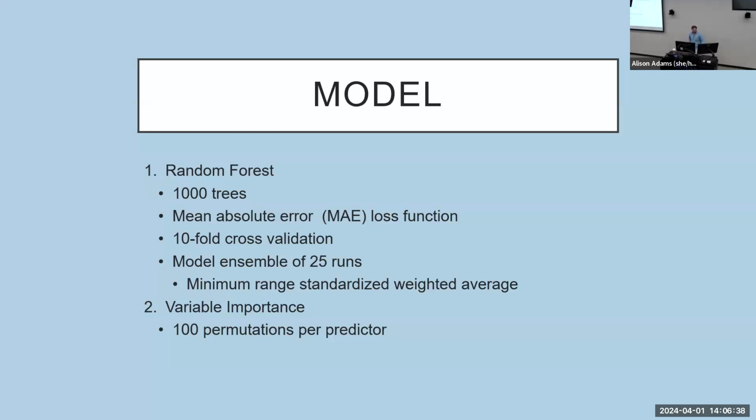So the overall model I chose to link the salinity and these physical drivers was a random forest model. Here you can see all the information on it. The main things to point out are that I did use a model ensemble of 25 runs to account for the impact of starting conditions, and used a minimum range standardized weighted average to create the ensemble. Essentially, this chooses models that explain the data well and gives them a high weight, and models that explain the data poorly get a low weight. And then I evaluated overall variable importance using permutations, and I'll talk about that later. And I used 100 permutations per predictor.